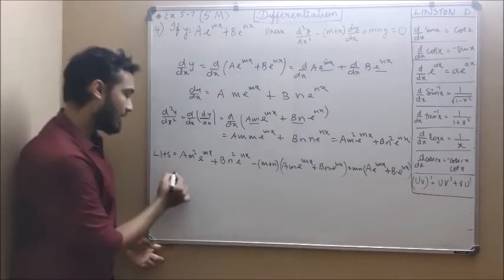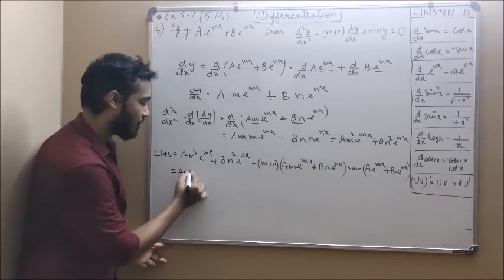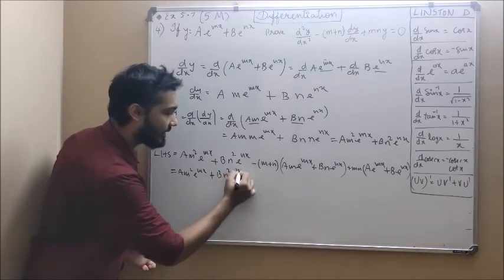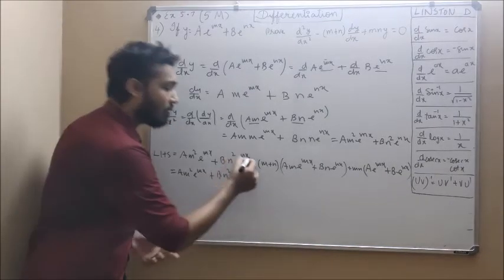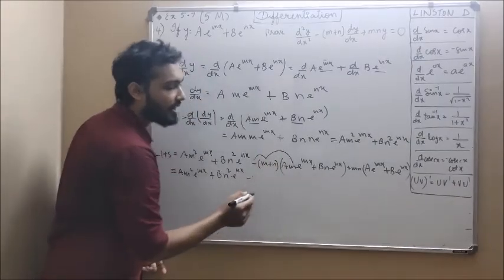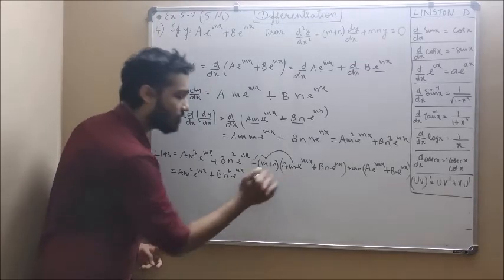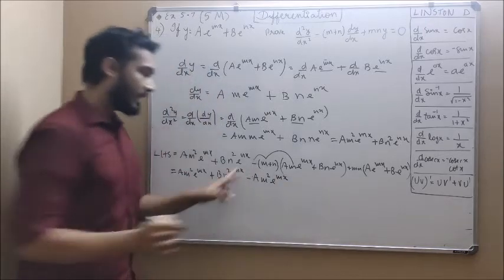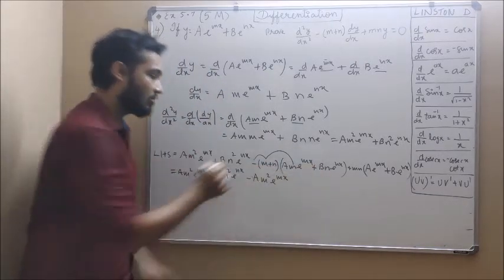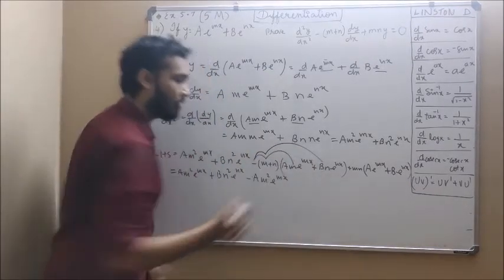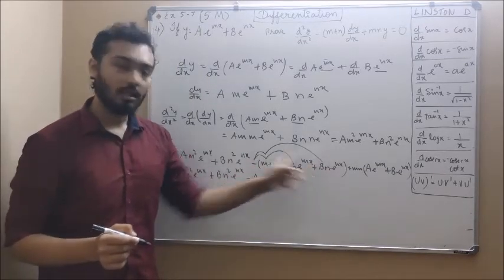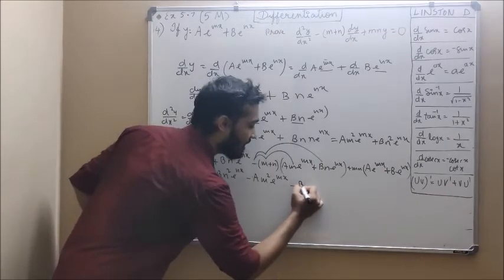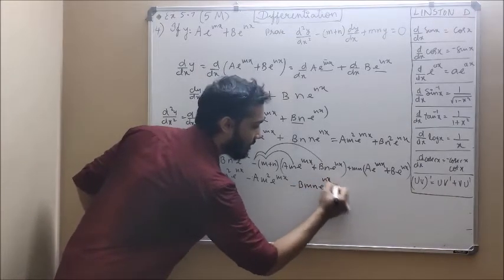Now solve this. It is a m² e^(mx) plus b n² e^(nx). Now here we have to multiply. Minus m into a m e^(mx): m and m is m², so it is minus a m² e^(mx). Next minus m into this: m into n, so it is minus b m n e^(nx).